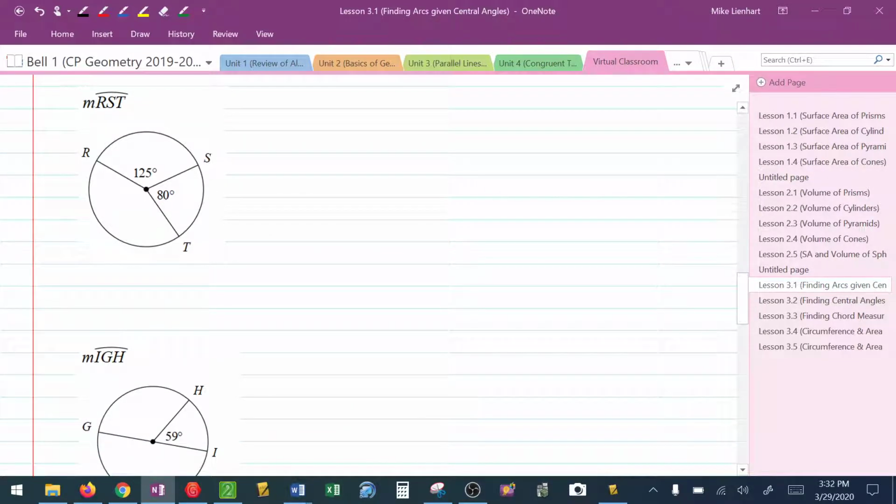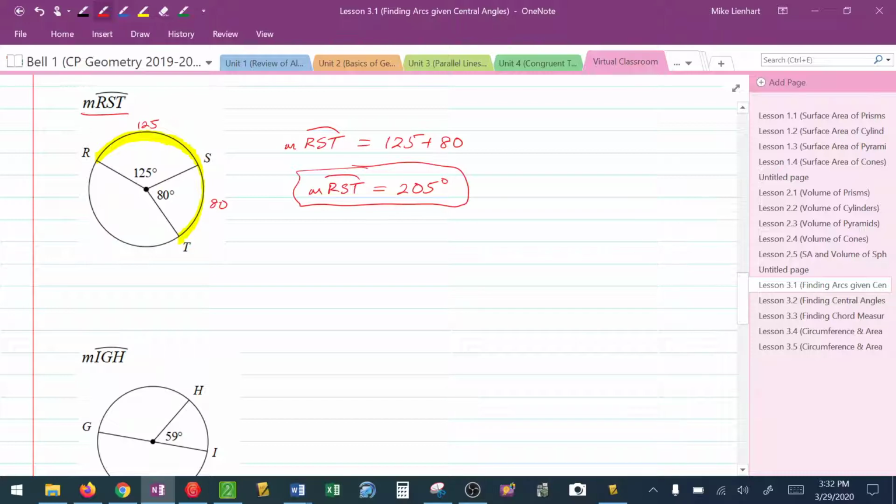For example, they want me to find the measure of arc RST. Now, arc RST goes like this. That's the arc. Right now, I know of no measurements on the arc itself, but I do see 2 central angles. I know that if this central angle is 125, this arc is 125. I know that if this central angle is 80, then this arc is 80. And to be able to find the measure of arc RST, I'm going to add the arcs together. 125 plus 80, which would tell me that the measure of arc RST would be equal to 205 degrees.